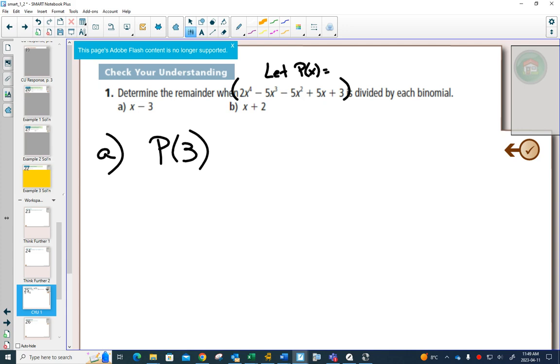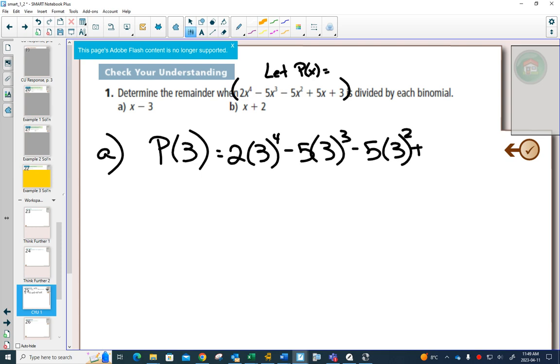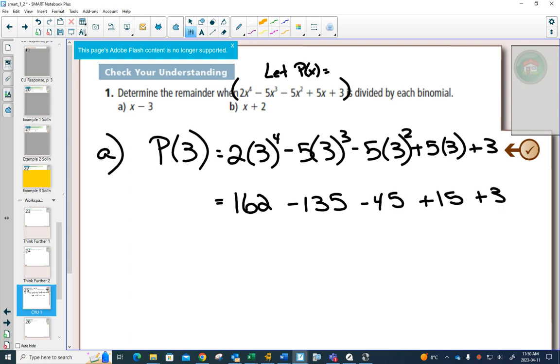That means wherever there was an x, I replace it with 3. And we're going to have to do some mental math. Exponents first. 3 to the exponent 4 is 81. 81 times 2 is 162. 3 to the exponent 3 is 27. 27 times 5 will be minus 135. 3 squared is 9 times 5, minus 45. Plus 15 plus 3.